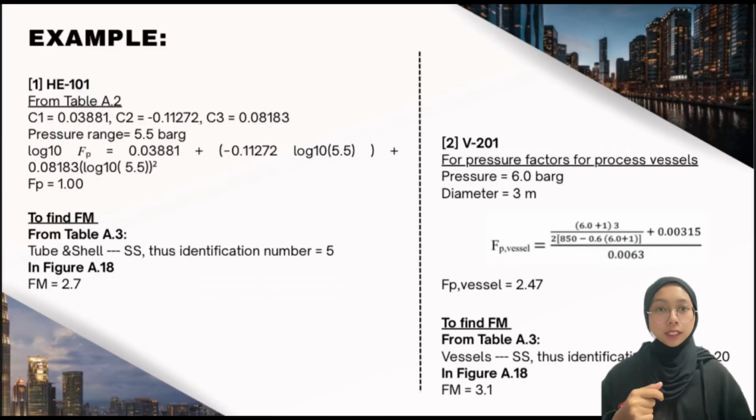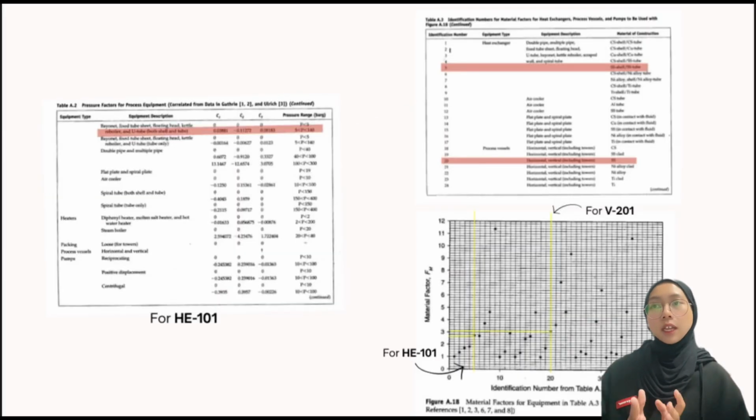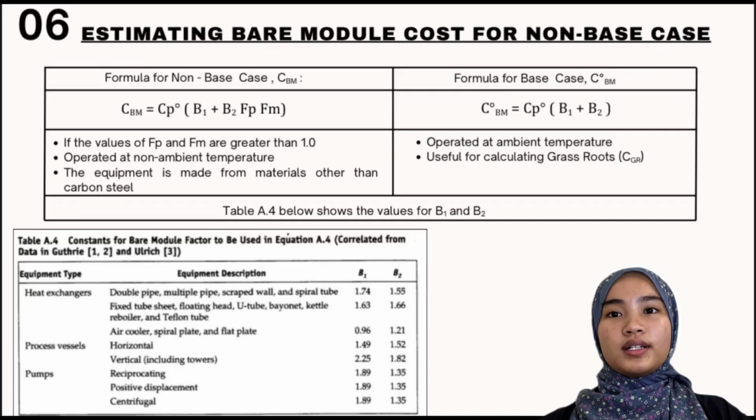And then to find the FM, also the same way, we use table A.3. The information we get is vertical SS. So still the same, stainless steel. So the identification number is 20. So we put in the figure A.18. So the FM we get 3.1. So here is the table that I highlight. That's all for me. We move to the next point.